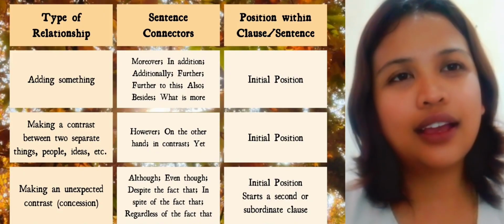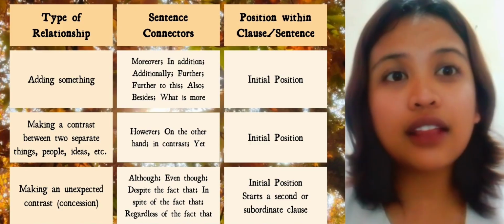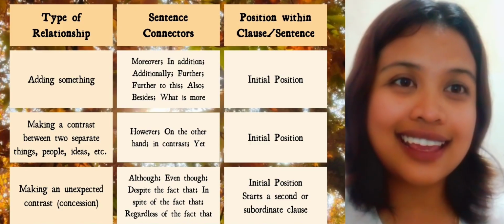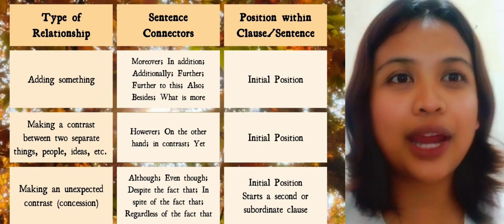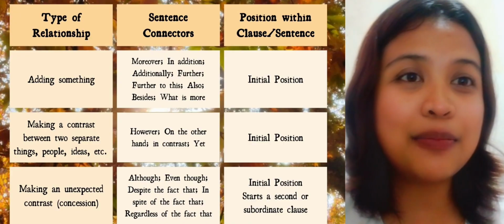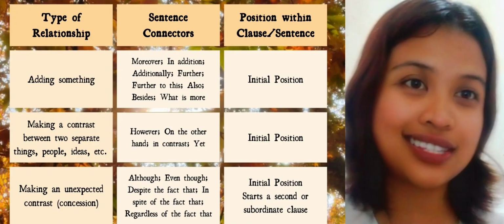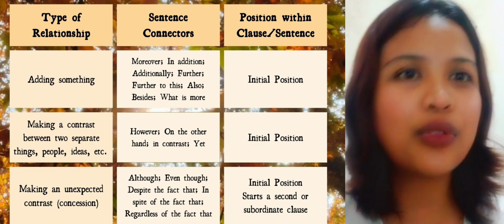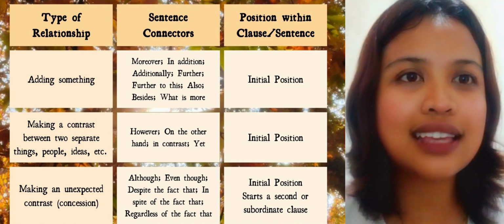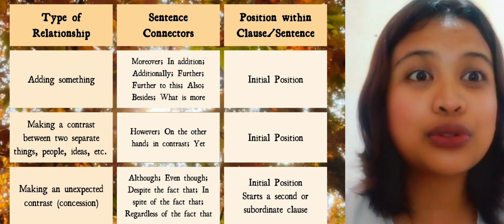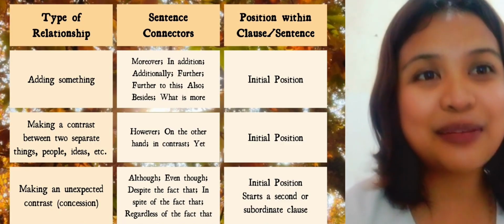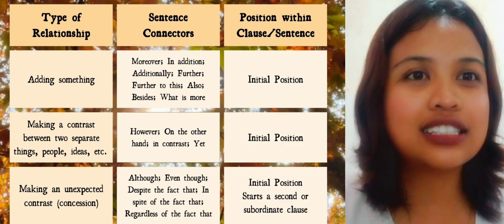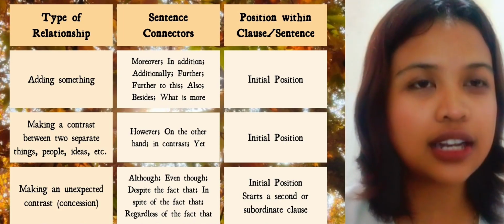For example, I would say that I have a lot of hobbies like dancing and singing. In addition, I can also do crochet or write a book. So you can see by using in addition in our sentence, we can say that, oh, this person is not just good at singing or dancing. She can also do crochet or write. So we add something using the sentence connector in addition.